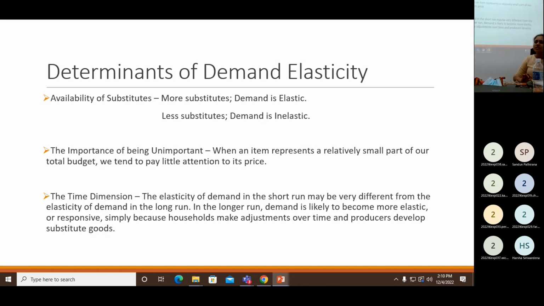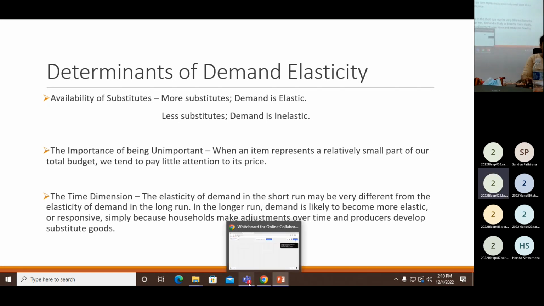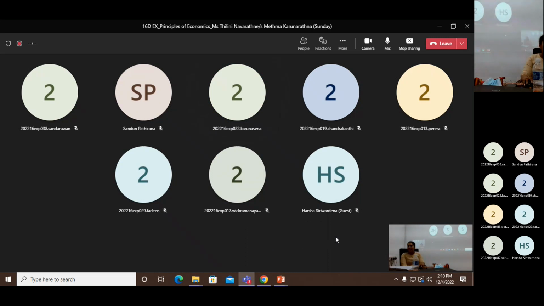Can you tell some examples of such products? Out of your total income, you spend a very small percentage on that product. Tender coconut. King coconut, yes. Probably you're spending a very small percentage of your total income. So if the price increases or decreases, you will not really feel it. It's a very small percentage change. What else?